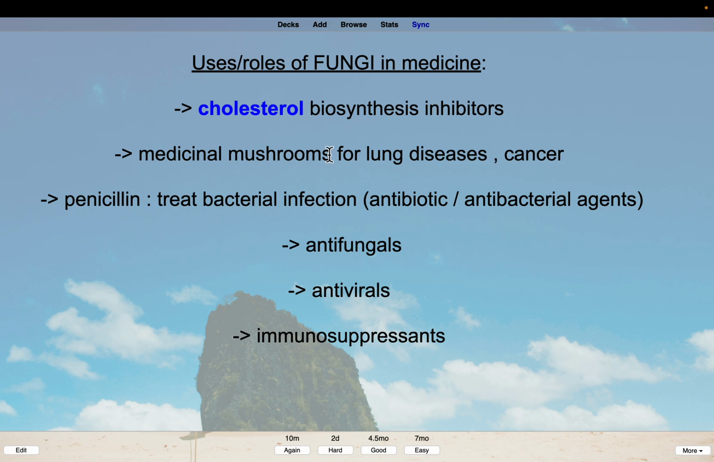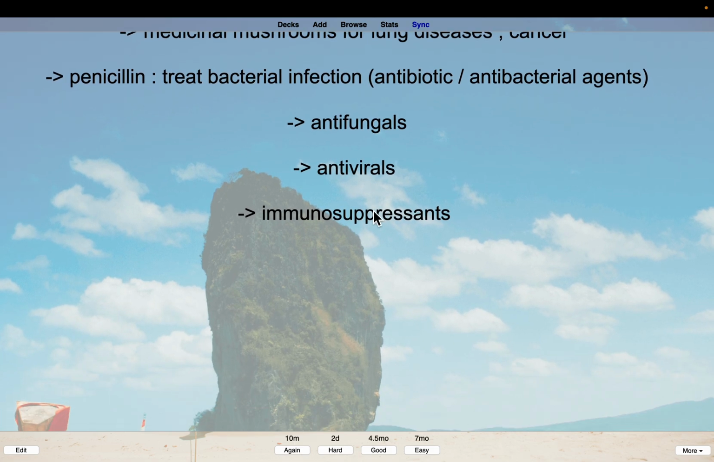Number 2, medicinal mushrooms for lung diseases and cancer. Although, when we say cancer, I believe this information has been affirmed, but I'm not confident that it can be the sole solution to solving cancer cases. Okay, number 3, penicillin. It is intended to treat bacterial infection. Antibiotic or antibacterial agents. They can be used as antifungals, antivirals, and immunosuppressants.